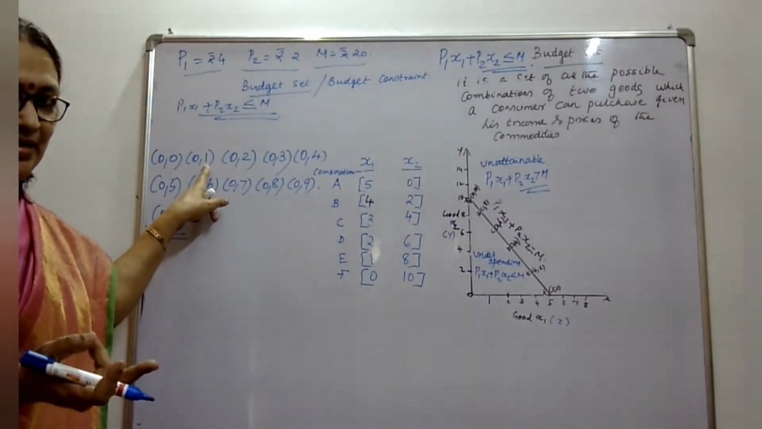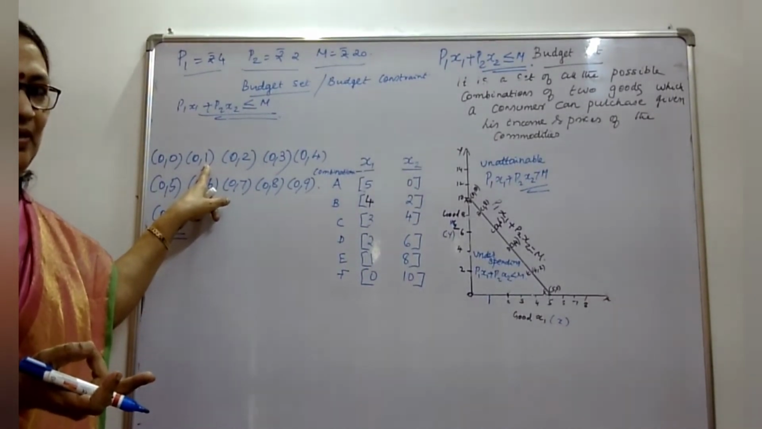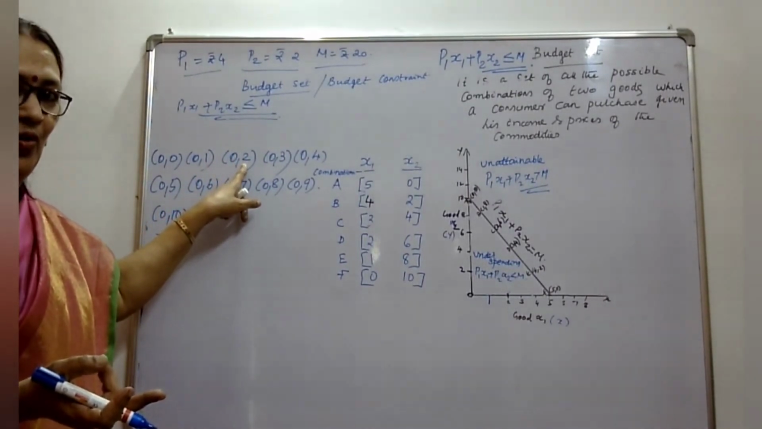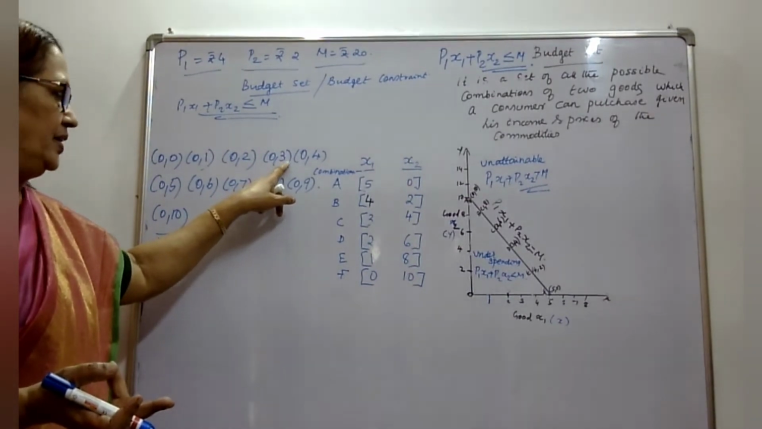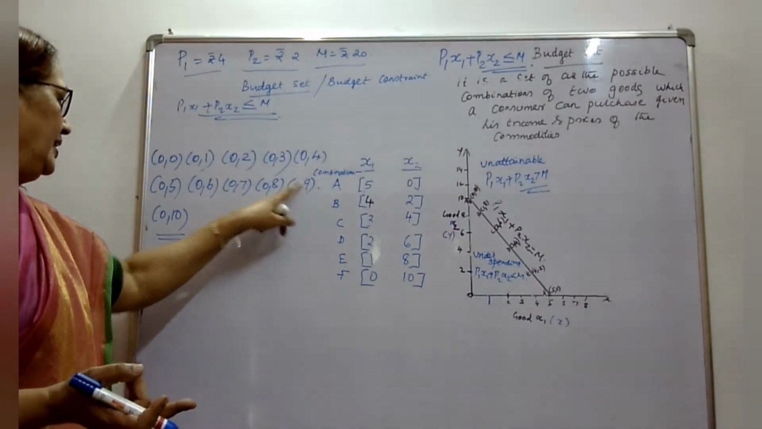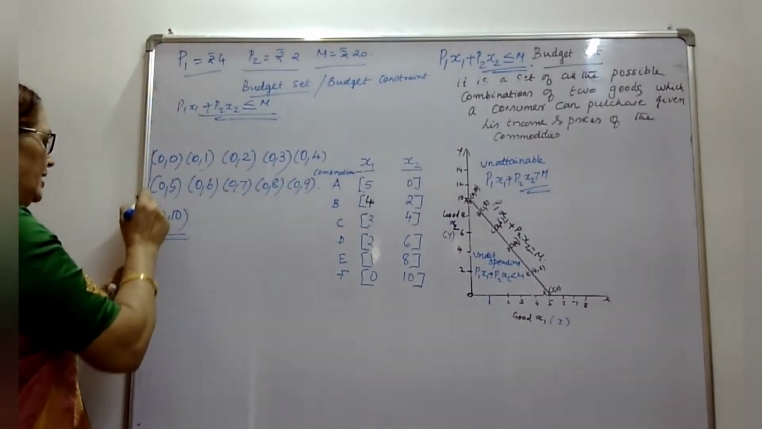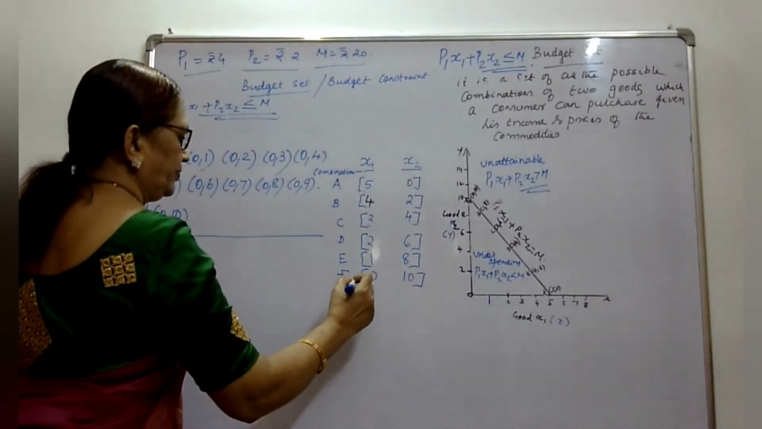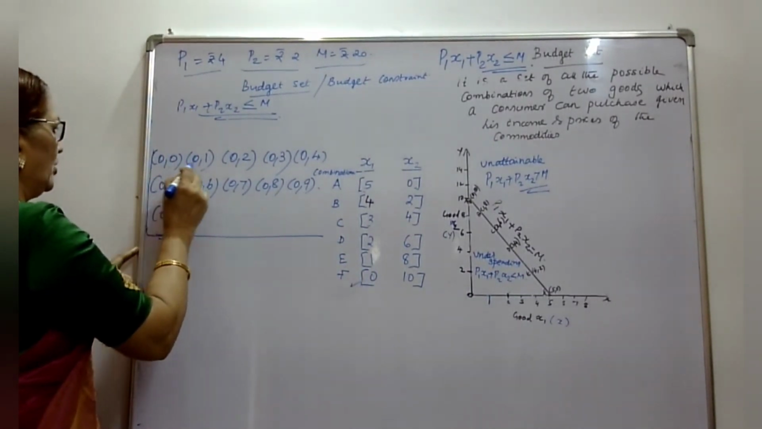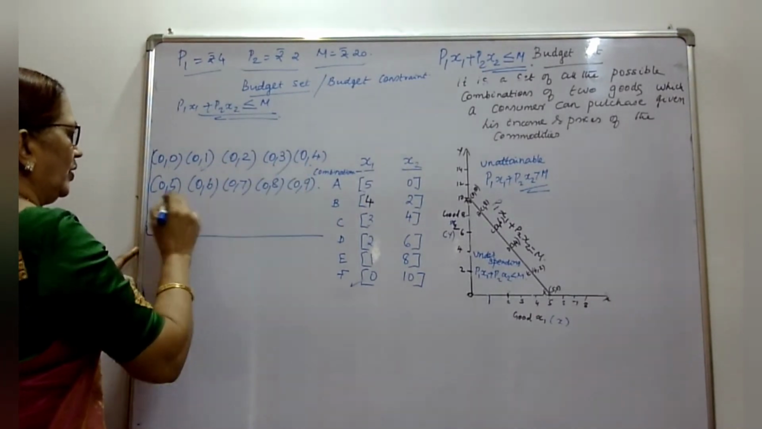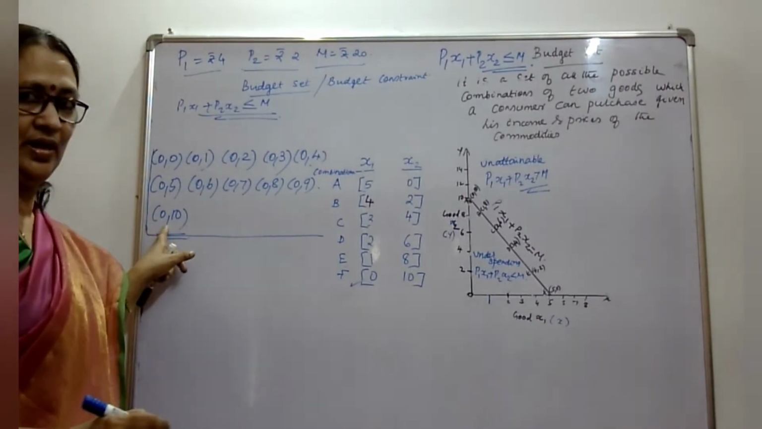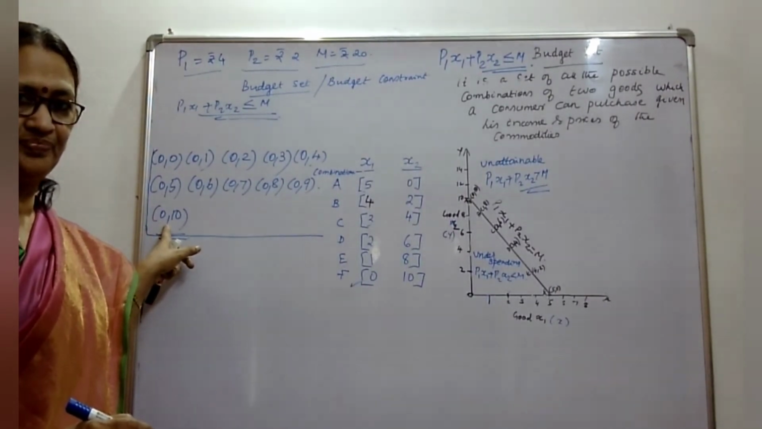So the consumer has how many more rupees with him? 18. Here he spends 2 into 2, 4. Here 6 rupees spent. Here 8 rupees, 10, 12, 14, 16, 18, 20. Here in this set he will stop, 0, 10, equal to income. So all the bundles 0, 0; 0, 1; 0, 2; 0, 3; 0, 4 up to 0, 9 cost less than income. The budget set also contains the bundle which is equal to income.